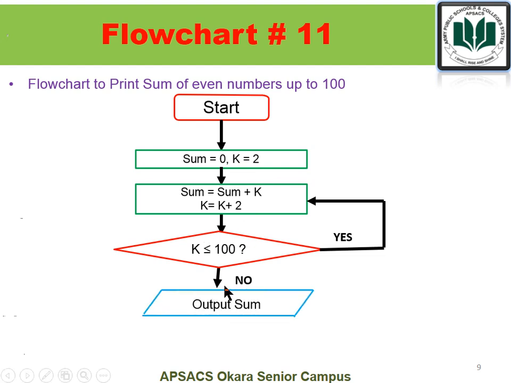So if this condition becomes false, then we will move to the output stage, output sum, and in the end, the stop.